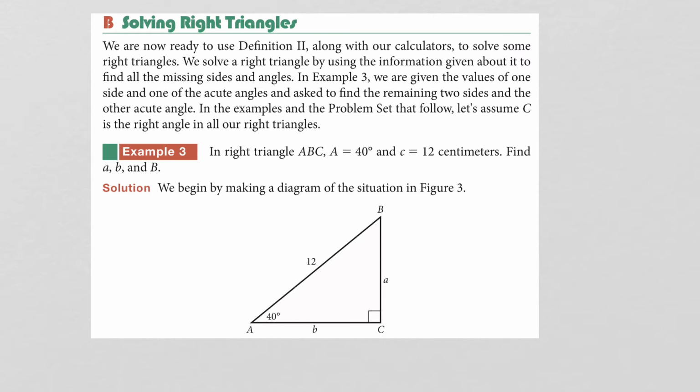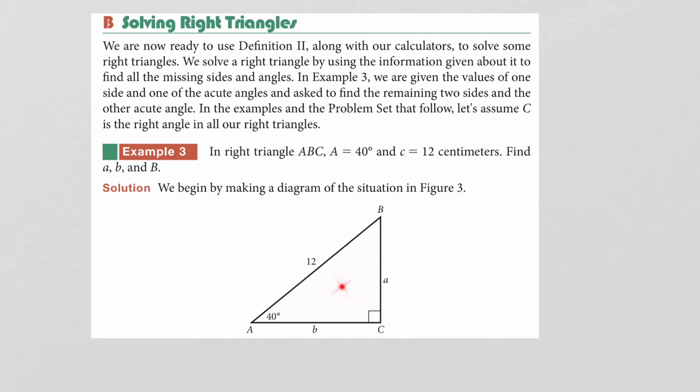Now, when we say to solve a triangle, what we mean is to find all the missing sides and angles of that triangle. And when we're talking about triangle ABC, we will always assume that angle C is our right angle. So in this example, it says in right triangle ABC, angle A is 40 degrees, side C is 12 centimeters. We want to find side A, side B, and angle B. Again, we're assuming that angle C is the right angle, 90 degrees.